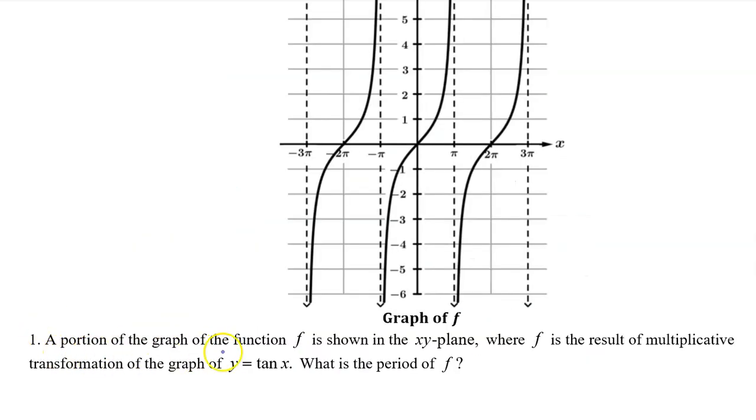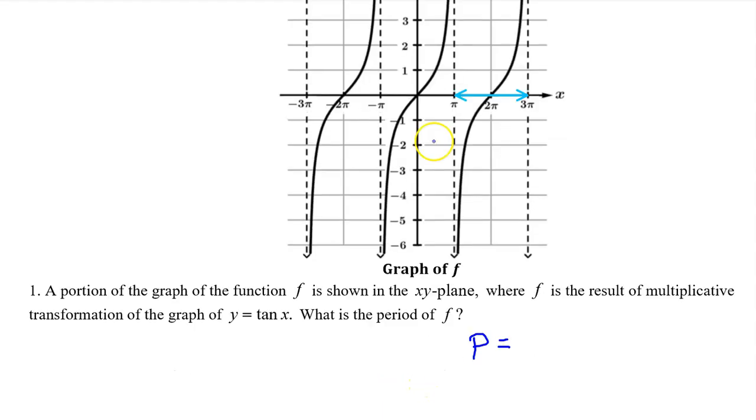Number 1. A portion of the graph of the function f is shown in the xy plane, where f is the result of a multiplicative transformation of the graph of the parent function y equals tangent x. What is the period of f? The period of a tangent function will be the horizontal distance between consecutive asymptotes. 3 pi minus pi is 2 pi, so the period is 2 pi. The period is also the horizontal distance between consecutive midline intercepts. So, from 0 to 2 pi, again, the period is 2 pi.